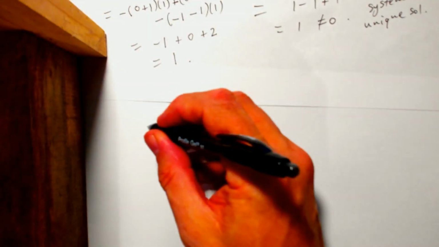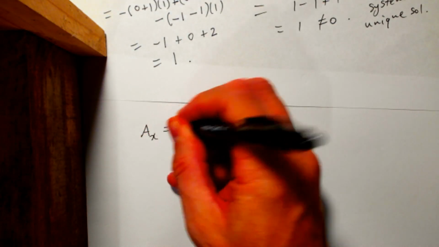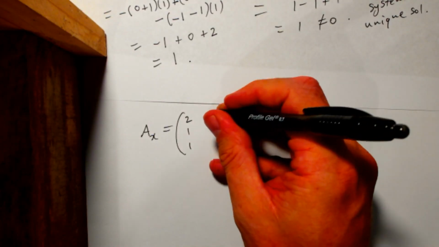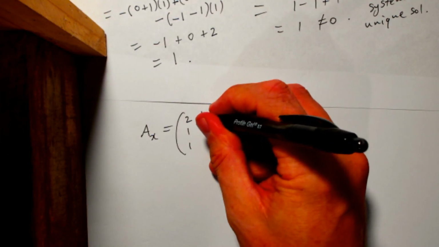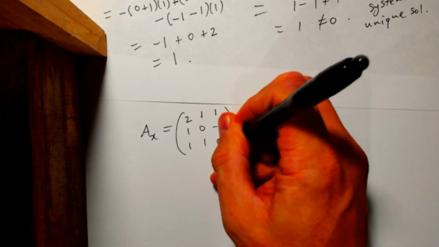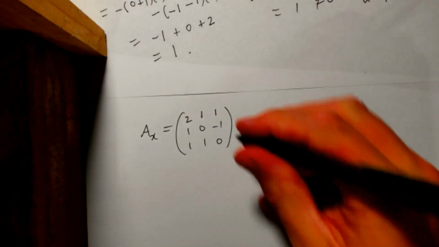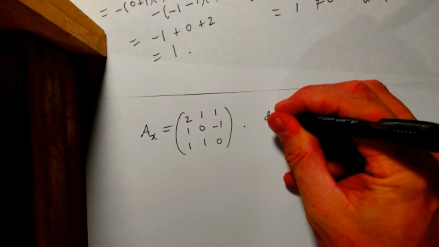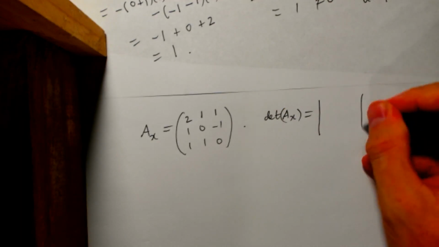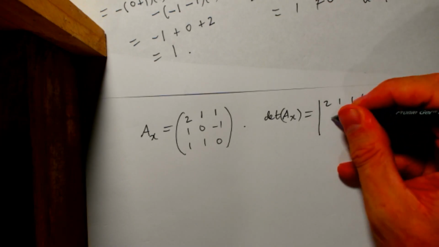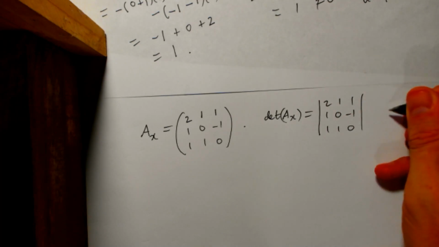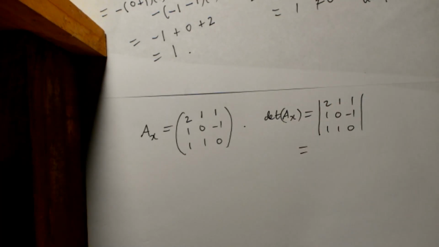Okay, so we form the matrix A subscript x equal to C, followed by the rest of the matrix A. So 1, 1, 0, minus 1, 1, 0. And we need to take the determinant of this. So det of AX is this determinant. Okay, let's expand across the top row.